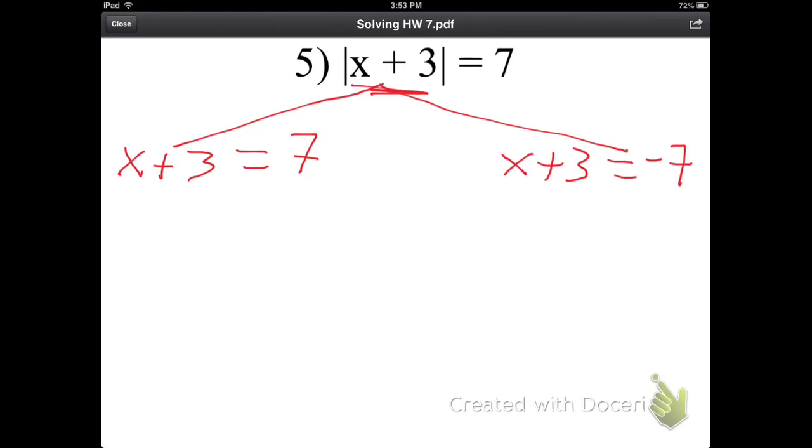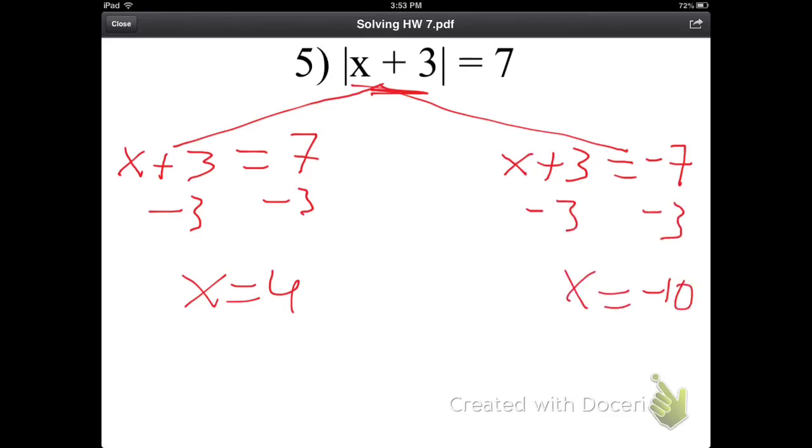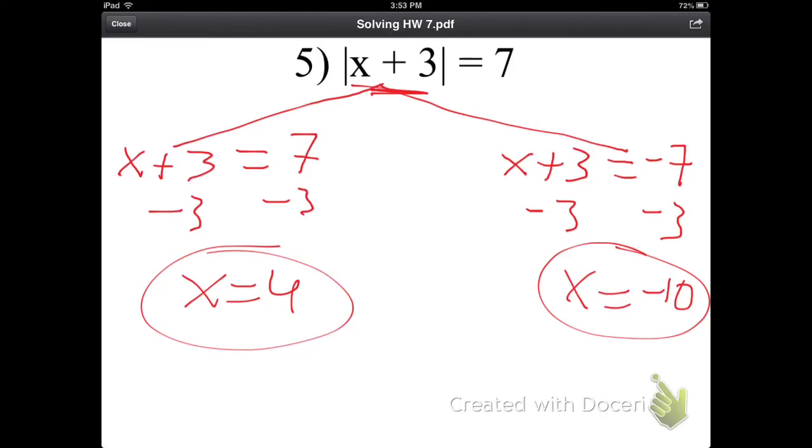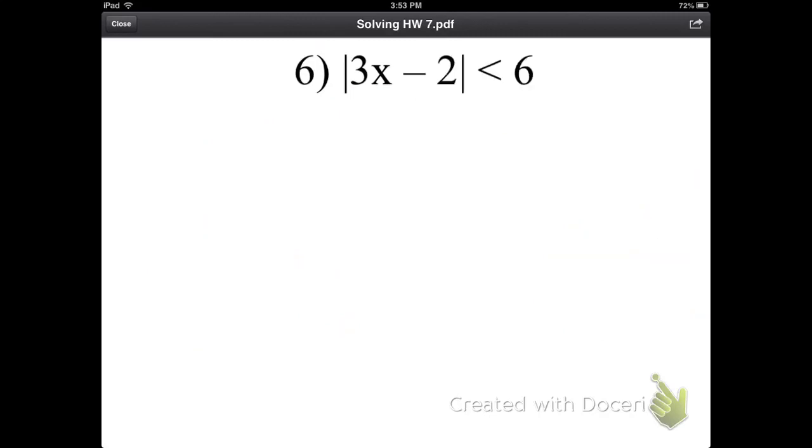So now we got two equations, and then you solve them like normal. Here I just get rid of 3, subtract 3 from both sides, you got x equals 4. Voila. Right side, I'm just going to subtract 3 again, and you got x is equal to negative 10. Ta-da! X equals negative 10, and x equals 4. And that's really all there is to it on the equations.